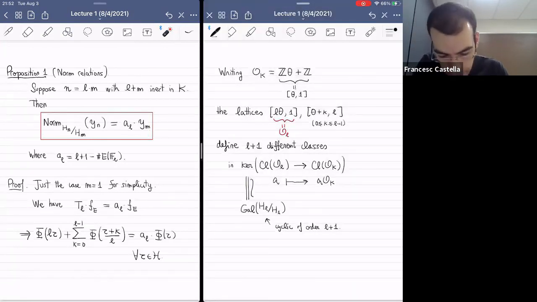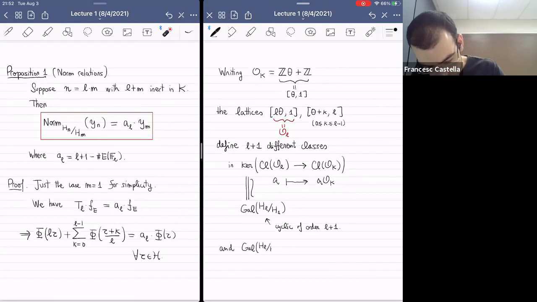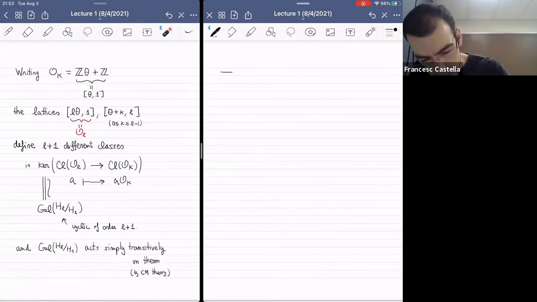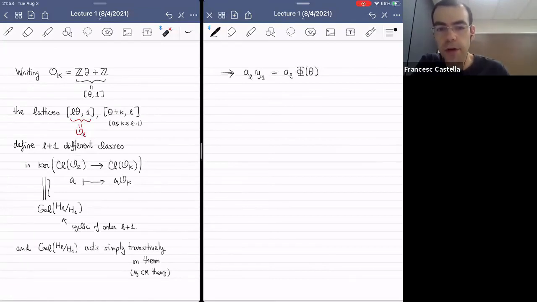So these lattices define L plus 1 different classes here, and this Galois group acts simply transitively on them, by CM theory. So what we find is that this equation that we have here on the left becomes the following. What we find is that A_L y sub 1 is phi of theta, by the definition of this Heegner point y sub 1.